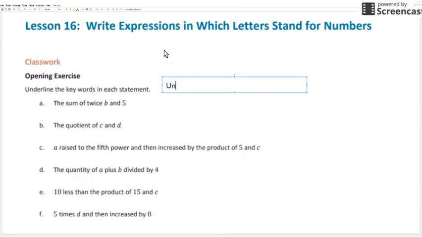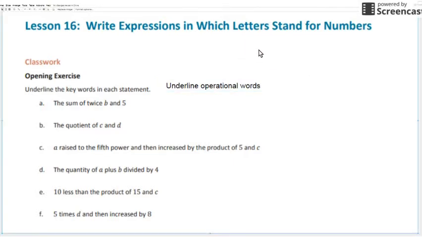Well, what this means is to underline operational words. So words that mean an operation, words that mean addition, subtraction, multiplication, division, or an exponent. And then also, if there's a word that means a variable or some kind of other number. So if we look at this, it says the sum of twice b and 5. So if we look at the operational words or the important words, we have sum of and twice.